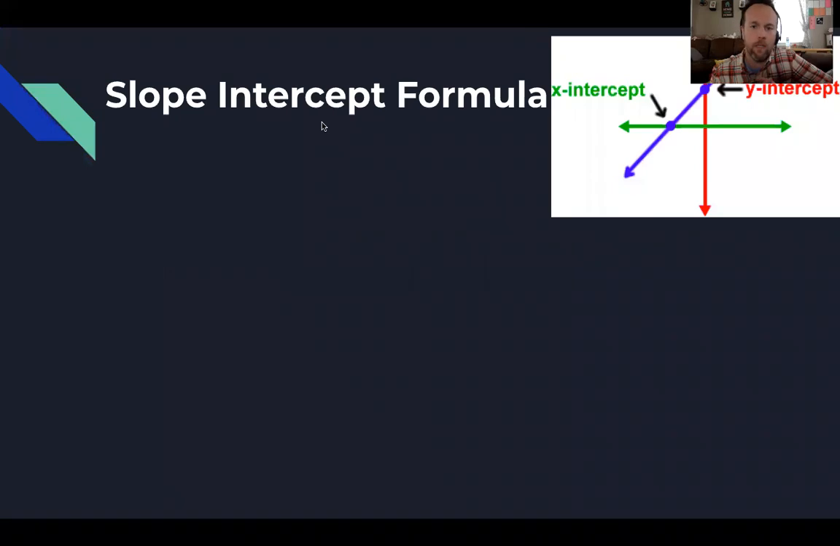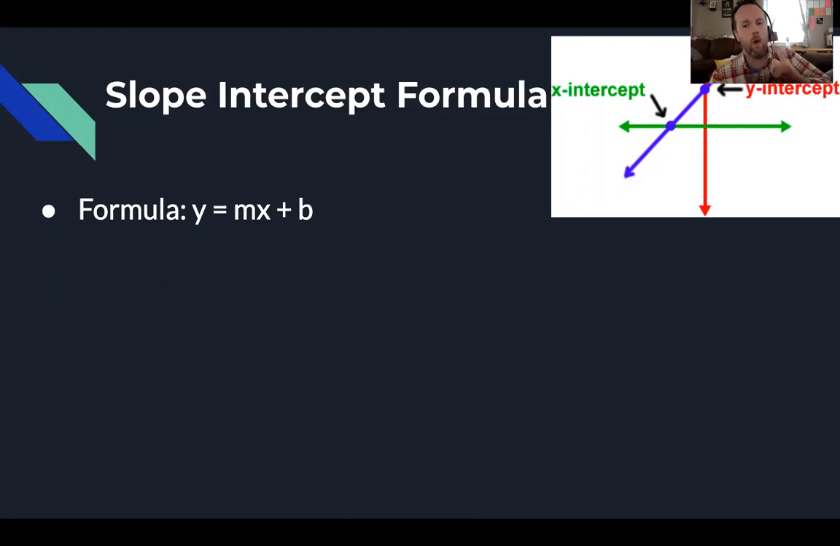So, the slope-intercept formula. If we look at our graph here, we have our x-axis, which is represented by the green line, our y-axis, which is represented by the red line, and then the line that is intersecting both, that is the linear graph for this equation. You can see that the x-intercept and the y-intercept are both being pointed out. Well, the formula for slope-intercept is y equals mx plus b.